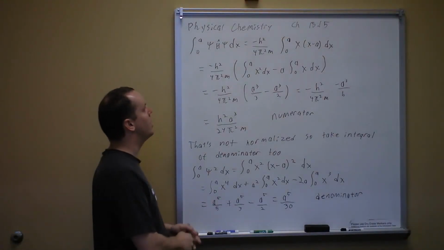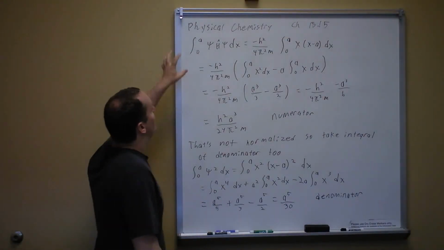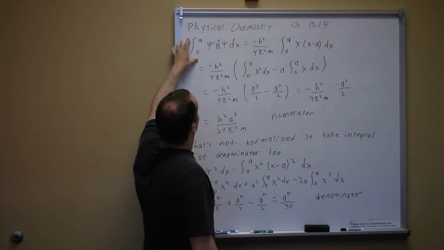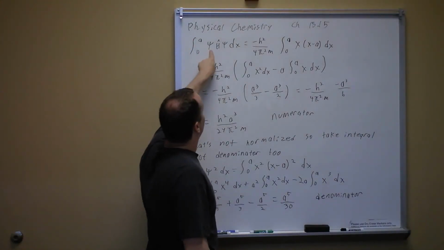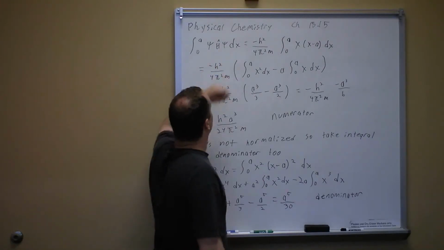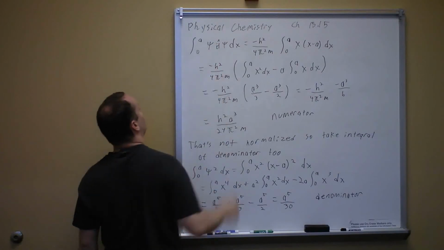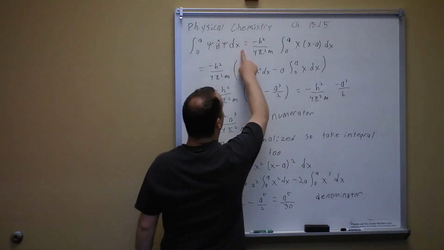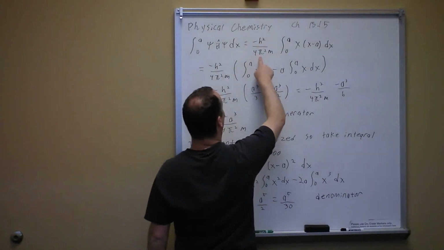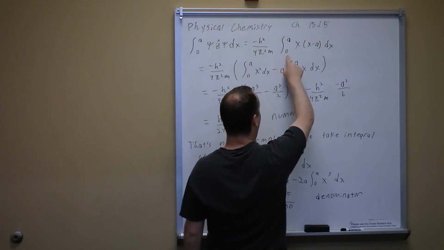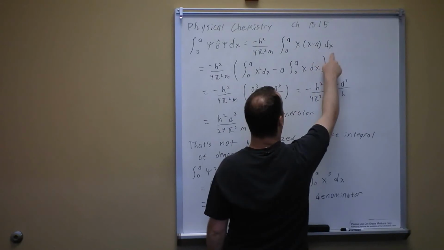Continue on Physical Chemistry, Chapter 18, Section 15. So now we have the integral from 0 to a, because it's a particle in the box of length a, of psi Hamiltonian psi dx. Remember, it's x because it's a one-dimensional box, and there's no star because it's a real function. So that's equal to minus h squared over 4 pi squared m, because I've pulled out the constants, times the integral from 0 to a of x times (x minus a) dx.